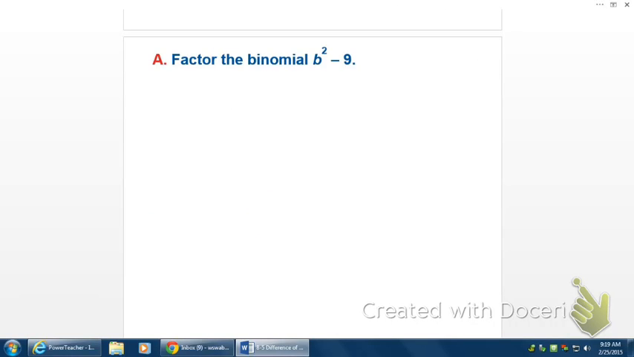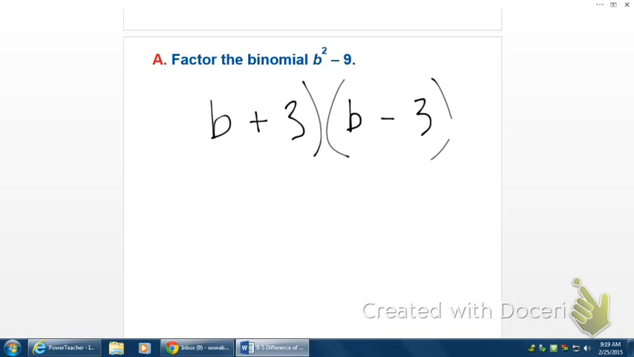First off, b squared is a perfect square. 9 is a perfect square. So what's our rule? According to our rule, what's the square root of b squared? What's the square root of 9? So one's a plus, one's a minus. That's it.